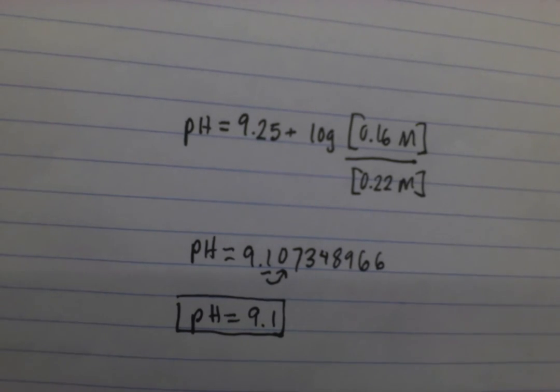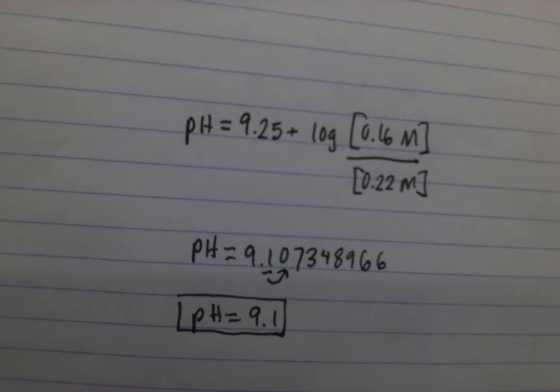So, as you can see, these are two different ways to find the pH of a solution, one using the RICE table and another using the Henderson-Hasselbalch equation.